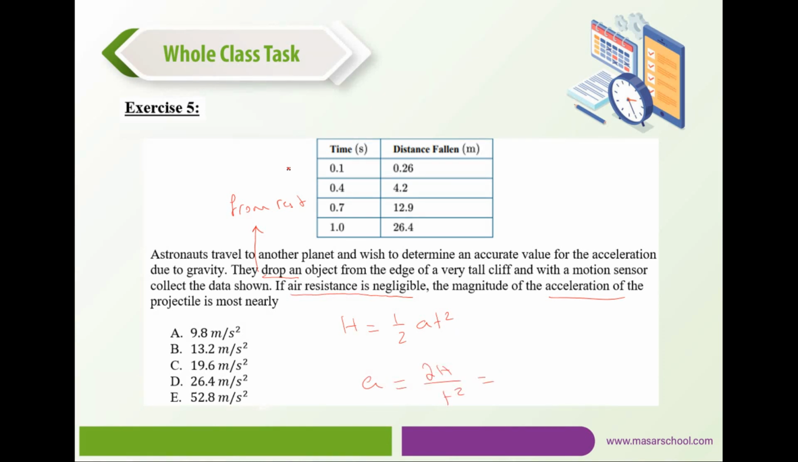So let's use the first row. h represents the distance, which is 0.26, divided by t to the power of 2, that is 0.1 to the power of 2. And plugging that into the calculator, the value is going to be closest to E, which is 52.8.